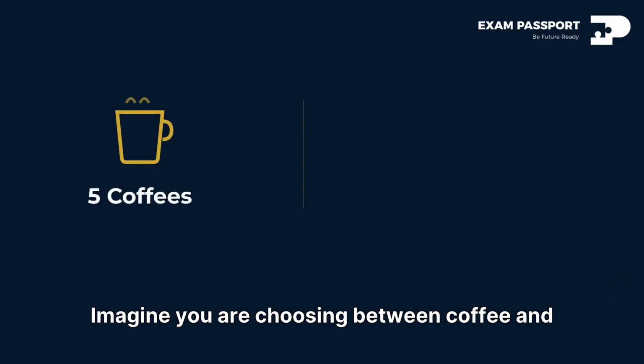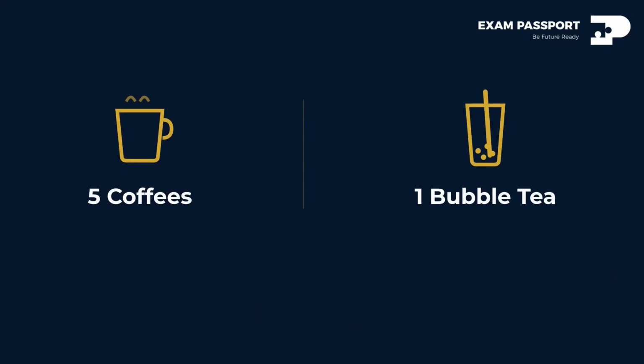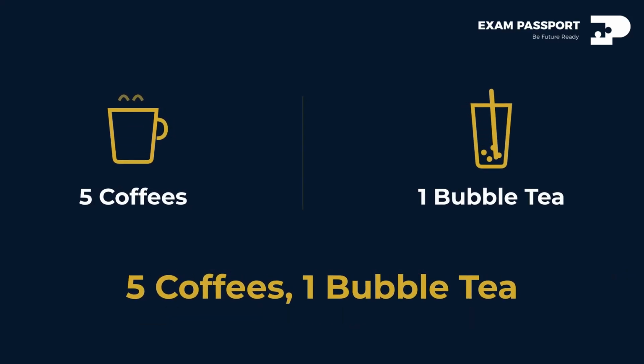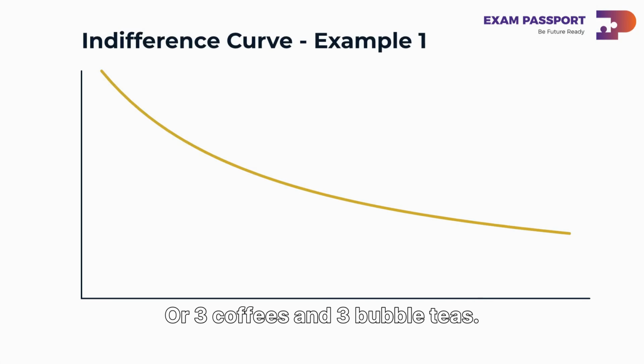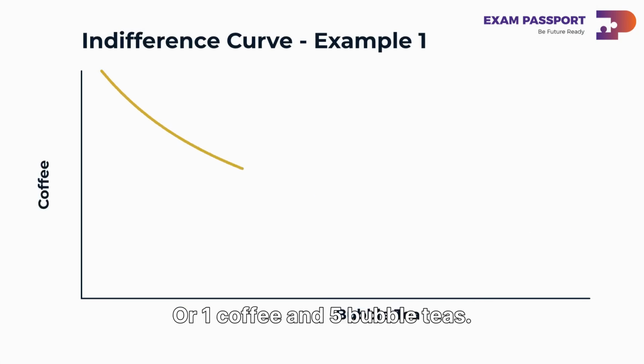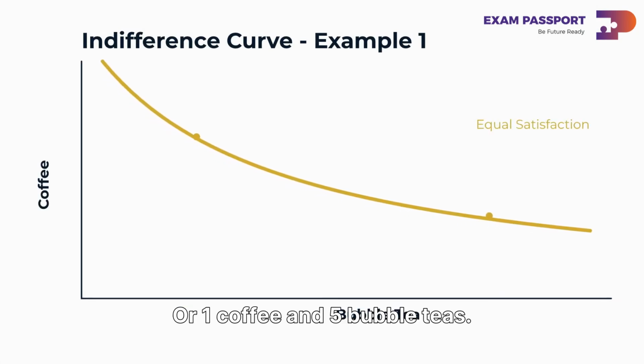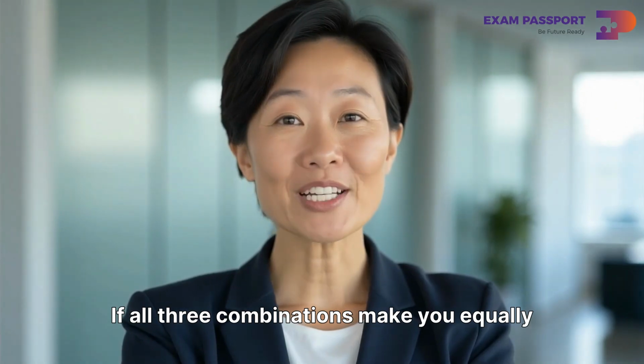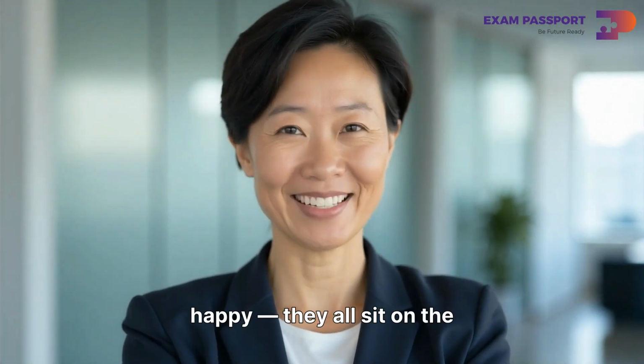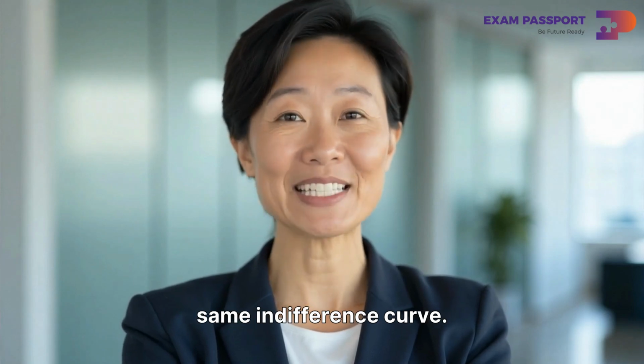Imagine you are choosing between coffee and bubble tea every week. You could have 5 coffees and 1 bubble tea, or 3 coffees and 3 bubble teas, or 1 coffee and 5 bubble teas. If all 3 combinations make you equally happy, they all sit on the same indifference curve.